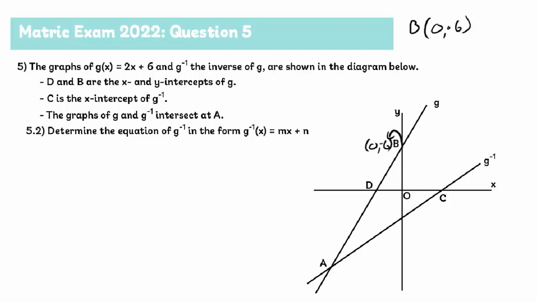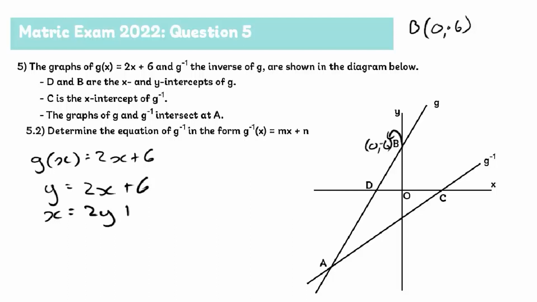Question 5.2. Determine the equation of the inverse of g in the form g⁻¹(x) = mx + n. What we need to do is take the original function g(x) = 2x + 6, and then swap x and y because it's the inverse. So we get y = 2x + 6. Swap x and y, you'll have x = 2y + 6. Bring 2y across.